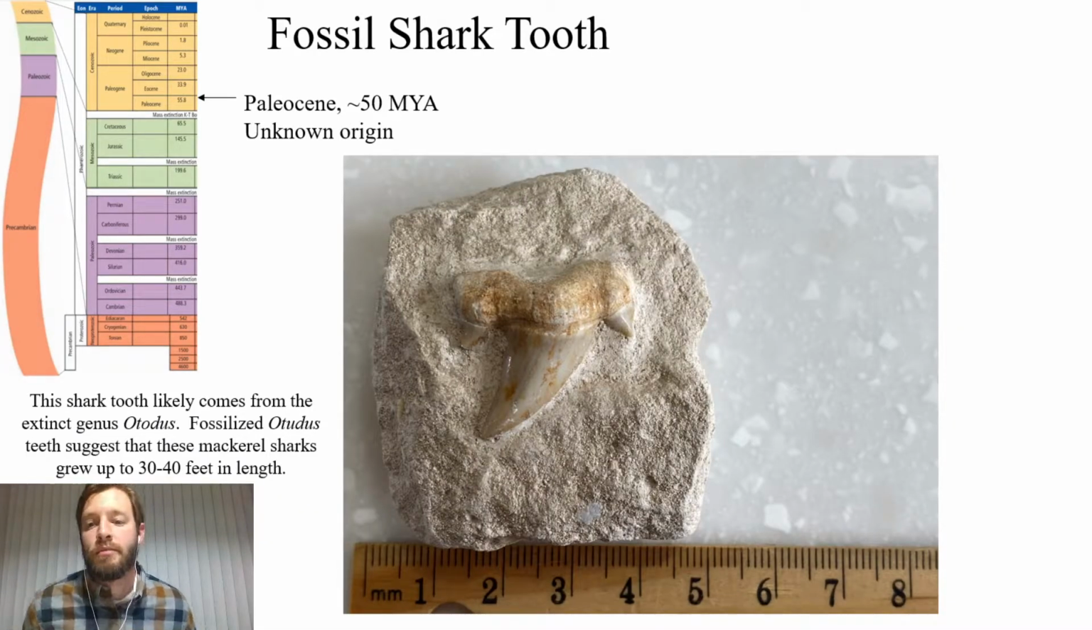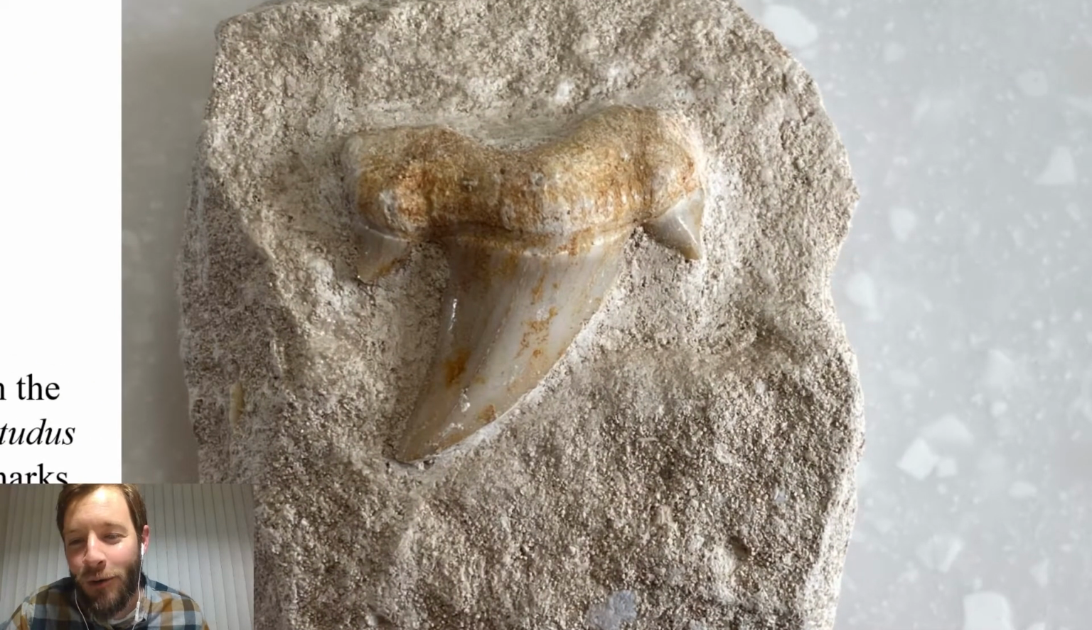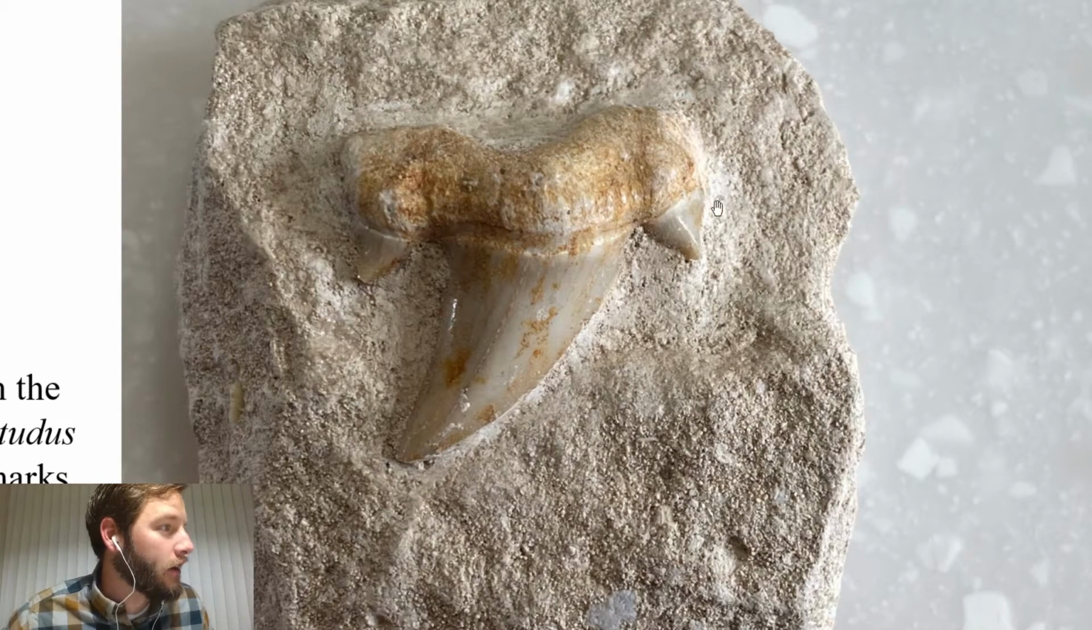This is an example of a fossilized shark tooth. This is from the Paleocene, 50 million years ago. I'm not sure where this one was dug, but it's likely to be the northeast United States based on the species of shark. What I like about this sample is that it has those cusplets on either side of the tooth attached to the root.